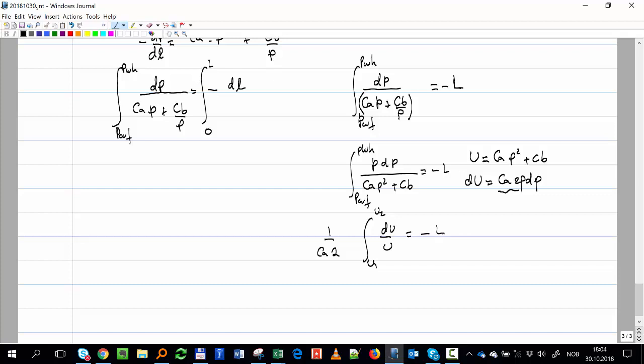Yes, that integral we know. How do we solve that integral? Just ln, right? Natural logarithm. So this will be the natural logarithm of u evaluated between u1 and u2, minus L. I'm going to actually put the minus here, 1 over Ca times 2.